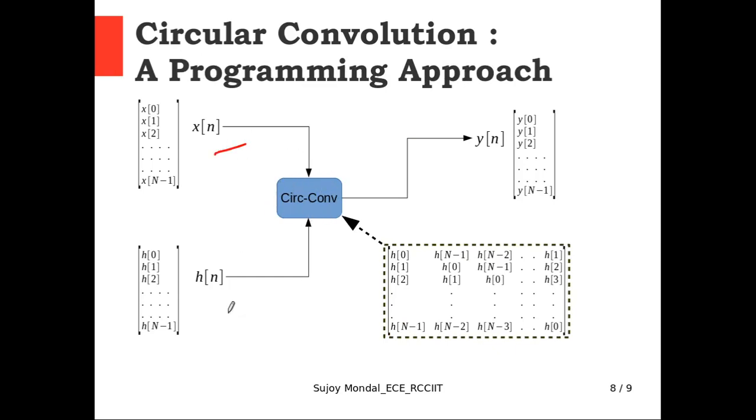Now if you think about the computer programming approach, this is our algorithm. It takes two inputs, x[n] and h[n]. The input vector shape is N by 1, and this is also N by 1. Let's say this one works as the second function. We form this particular matrix from the signal vector h[n], and its shape is N by N. Now we multiply this matrix with the x[n] vector. Multiplying these two matrices produces y[n], as we have seen earlier, and its shape is N by 1. This is the way of implementing circular convolution in computer programming.